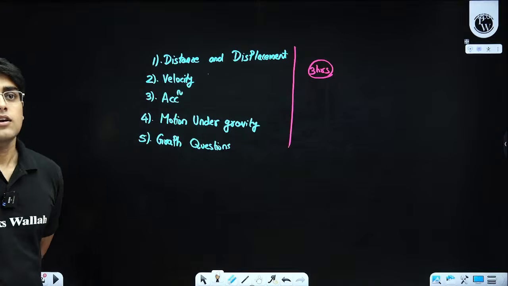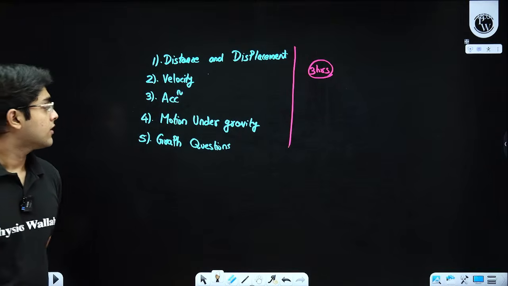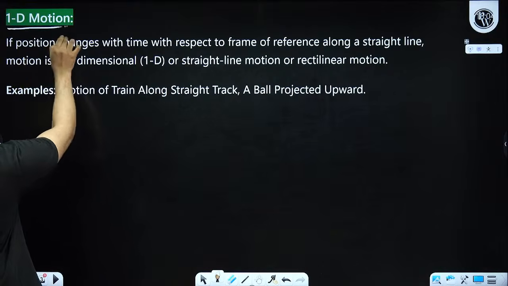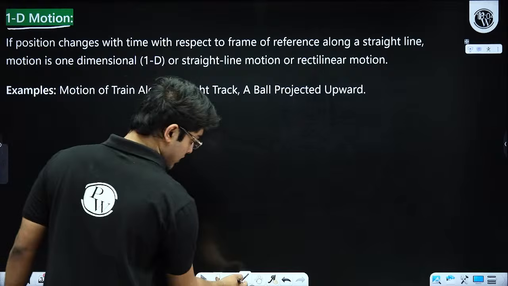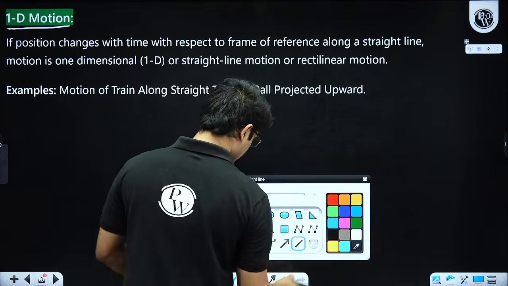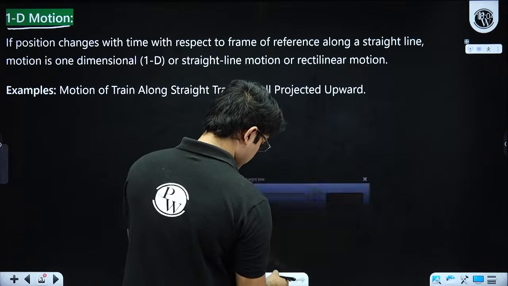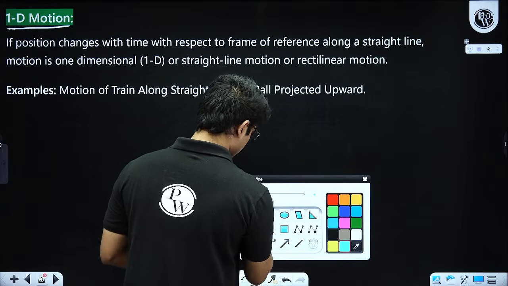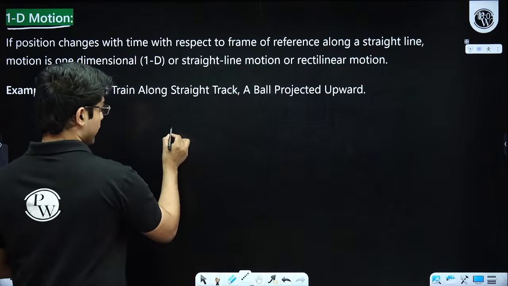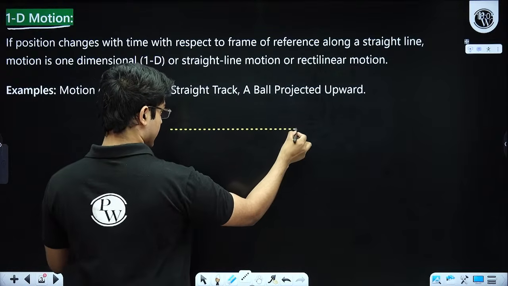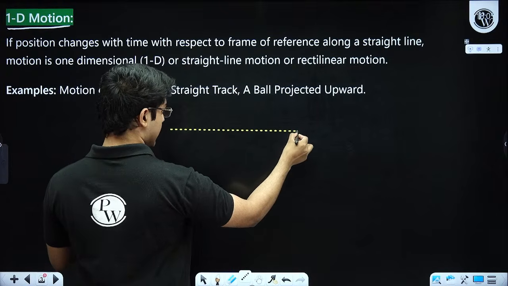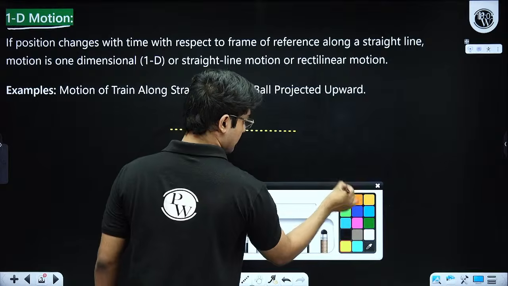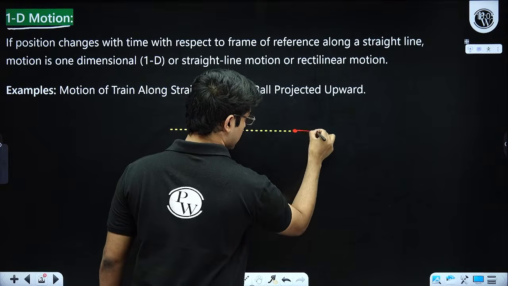Okay. All right. So we will start from discussing what is 1D motion, because this is the main part of the chapter. Motion in a straight line or 1D motion. So 1D motion is very simple. The definition. Throughout this chapter, we will only consider motion along one direction. Which means, let's say this yellow line represents the x-axis.